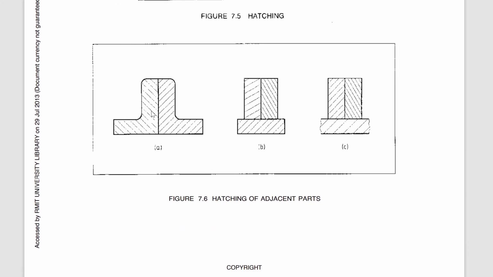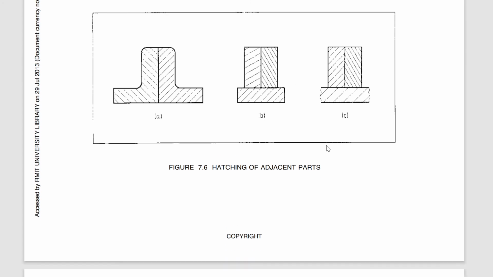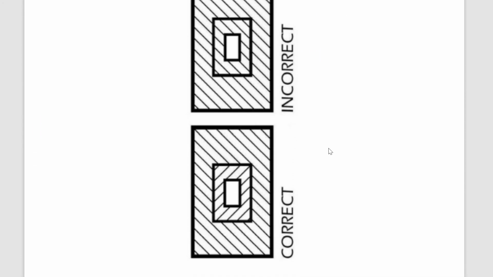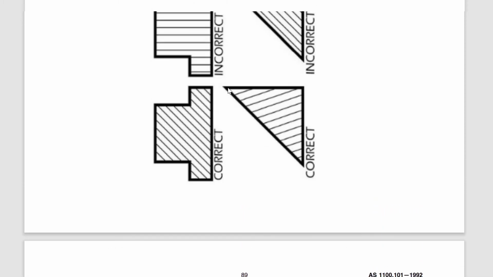If you have two objects next to each other, then you should have your section lines go in opposite directions. If you have three things in contact, well, you don't have any choice anymore. Now you have to do something different. So what they recommend you do is that you change the angle for the new object, or you change the spacing. Okay, so if we have two objects in contact, this is the correct method, that's the incorrect method.